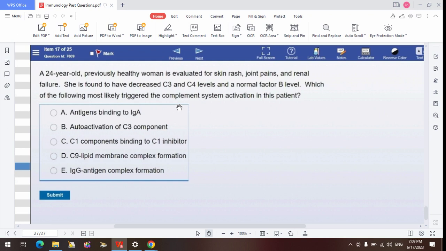The reason why the classical pathway is most likely activated here is that you have a reduction in the level of C4 and C3. C3 is actually common to all the pathways. You know that C3 will be formed by almost all of them. They form the C3b. But if you remember, the classical pathway starts from C1. So your C1 will cleave the C4 into C4a and C4b.